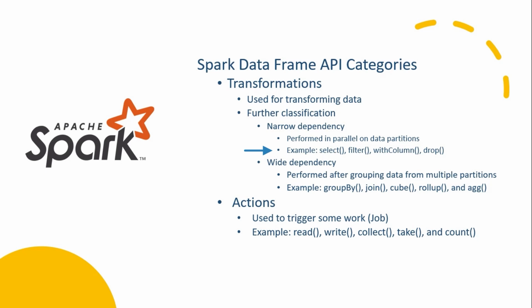All these transformations can be independently performed on each data partition in parallel, and you do not need to group data for performing these transformations. The wide dependency transformations require some kind of grouping before they can be applied. For example, groupBy, join, cube, rollup, and agg. All these wide dependency transformations require grouping of data on some key and then apply the transformation. Make sense? Great. Now let's talk about the actions.